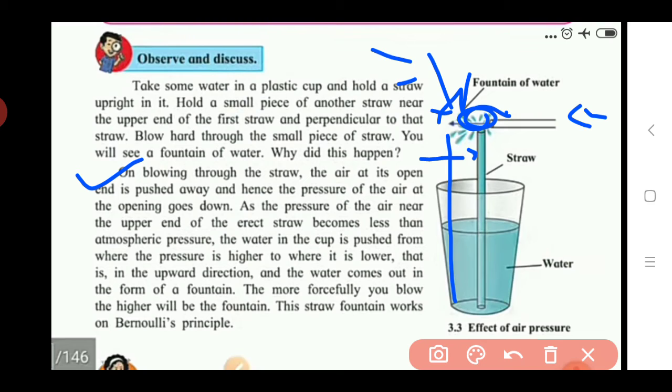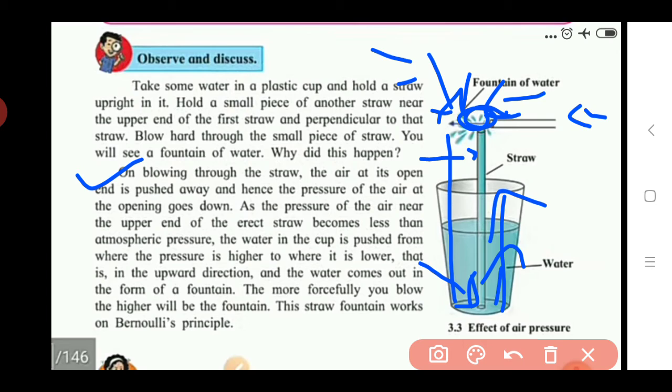This pressure becomes less than the atmospheric pressure, and due to this, the water in the cup is pushed from where the pressure is higher to where it is lower. Means the water from this cup is pushed towards the part where the pressure is low. At that place pressure is low, and at the lower side pressure is high.